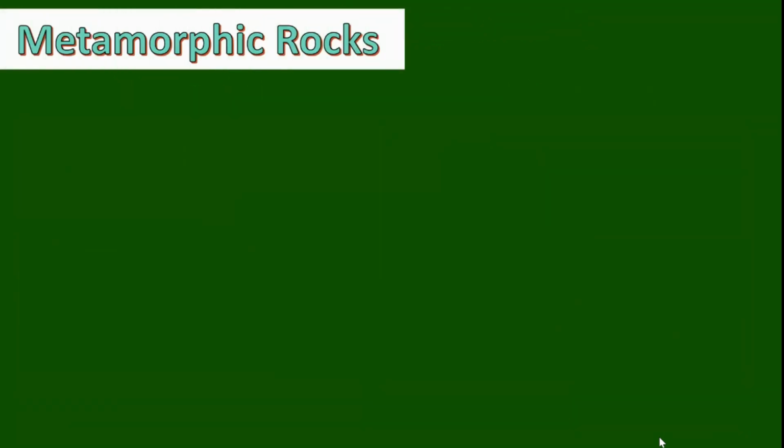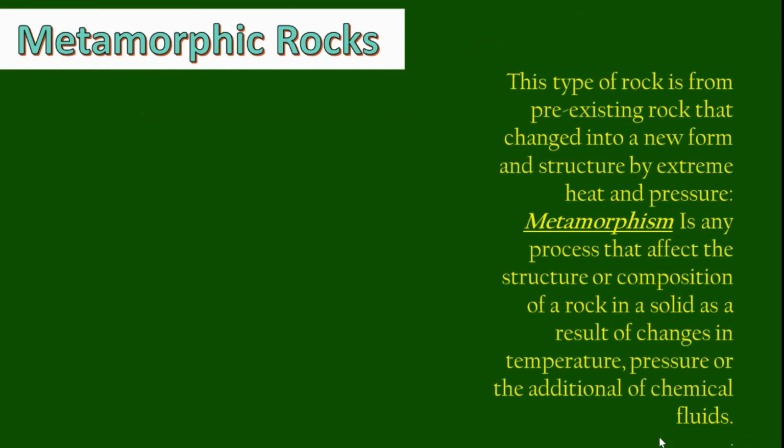Another type of rock is metamorphic rocks. Metamorphic rocks form from pre-existing rocks that react to changes in temperature and pressure or the addition of chemical fluids. Metamorphism is any process that affects the structure or composition of a rock in a solid state as a result of changes in temperature, pressure, or the addition of chemical fluids.